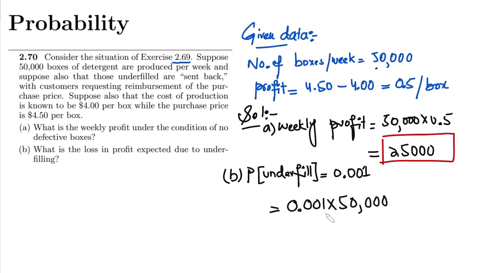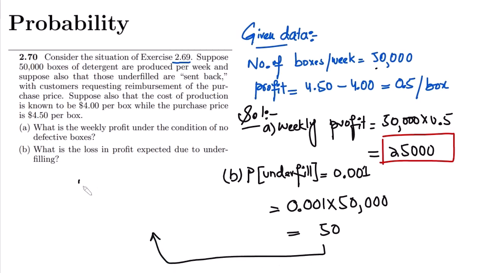Okay, so now multiplying them together, I will get here 50, and these are the number of boxes which will be underfilled. So if these are the number of boxes which are underfilled, so the amount of the consumption which will be associated with these boxes would be how much? So let me solve it here.